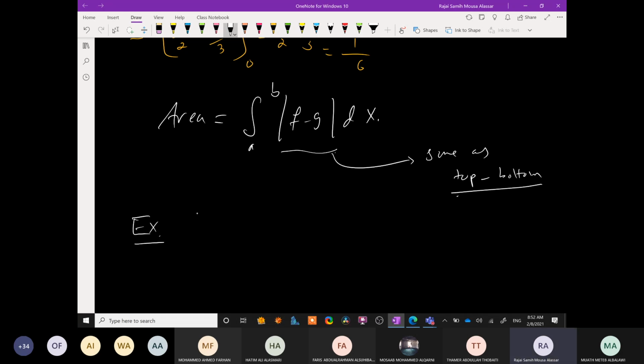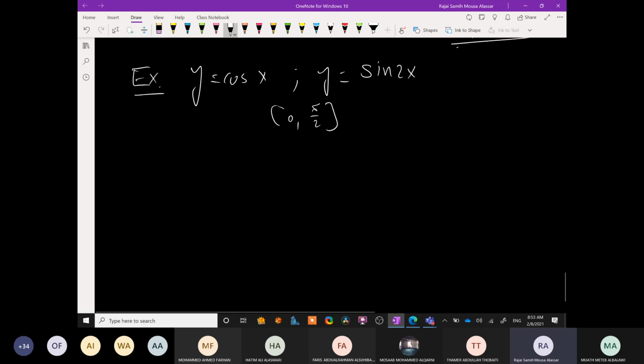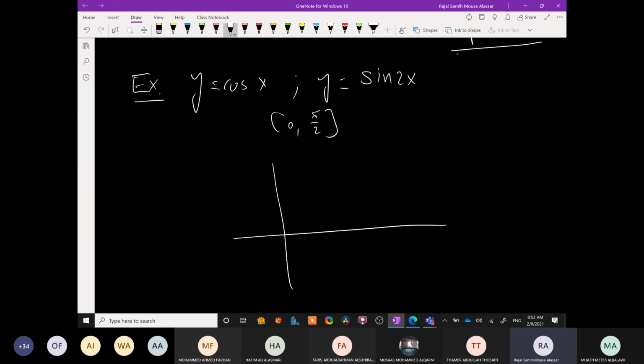We have y equal cosine x, and y is equal to sine 2x, from 0 to pi over 2. So let's just plot them. This is the cosine function, and this is pi over 2, and the sine function. Let me choose a different color. It goes like this. This is the sine function.